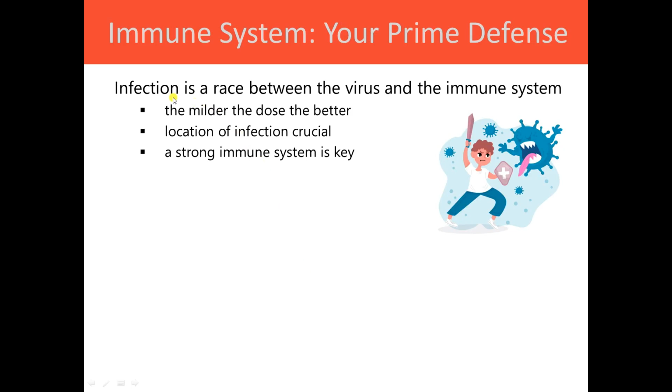Really, infection is a race between the virus and the immune system. The milder the dose, the better, apparently. And the location of the infection is really crucial. If it's above the vocal cords, it's usually not as severe, but once it goes below, to the lungs, then it gets very bad. So what really is key is that you have a strong immune system.